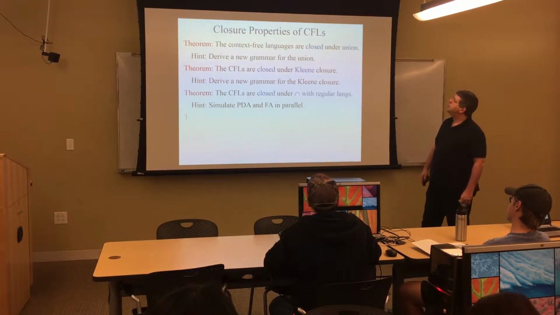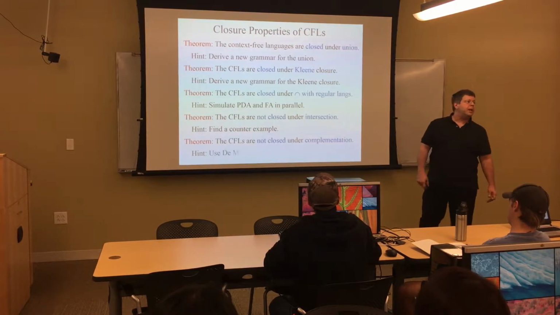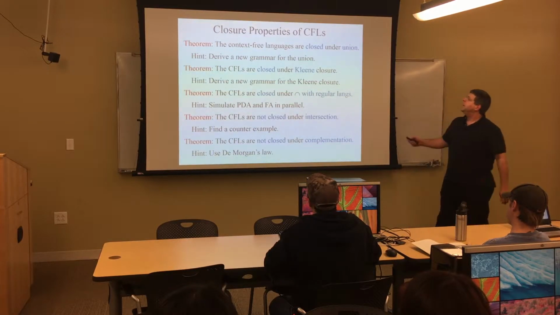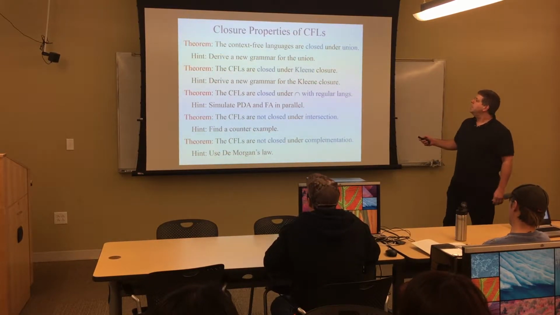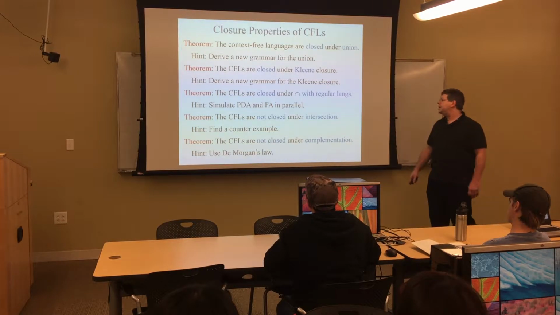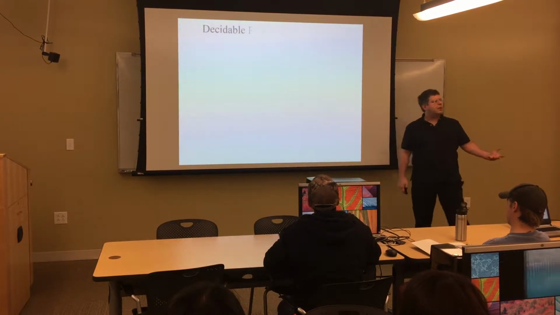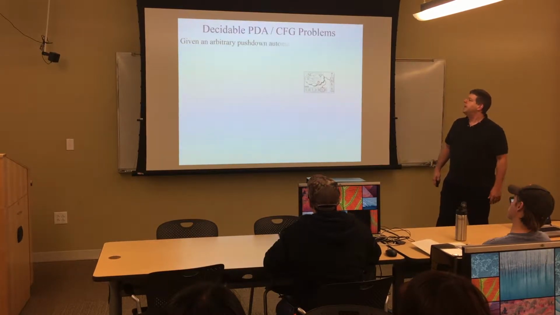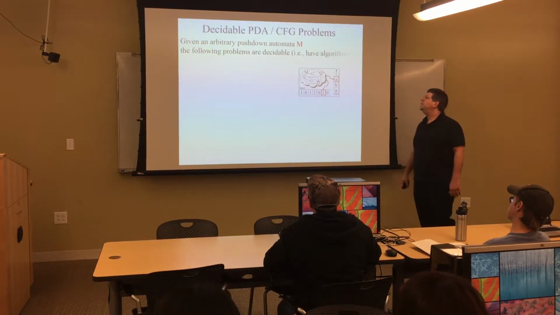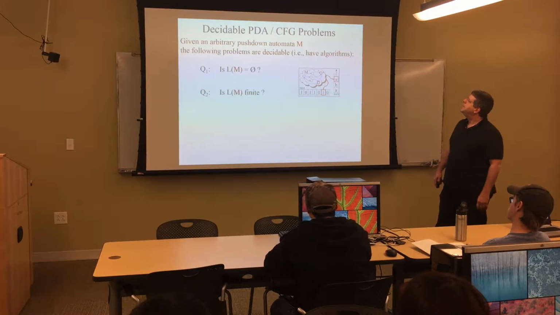And also we proved a bunch of closure properties of context-free languages last time. We proved that context-free languages are closed under union, Kleene closure, intersection with regular languages, but they're not closed under intersection or complementation. That follows from De Morgan's law and the properties of set identity regarding unions and intersections and complements.